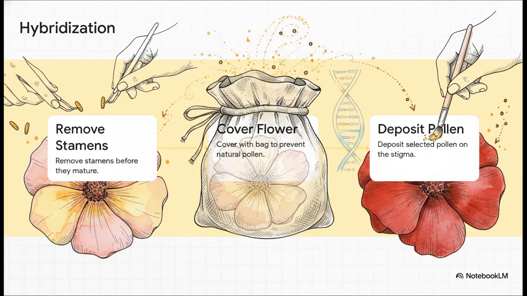But humans can act as agents too, through a really fascinating process called artificial hybridization. By meticulously removing the stamens from a flower, tying a muslin bag around it to prevent any rogue natural pollen from crashing the party, and then manually dusting it with carefully selected pollen, we can actually combine the absolute best traits from 2 entirely different parent plants. We're talking things like disease resistance and higher crop yields. It's a real game changer.